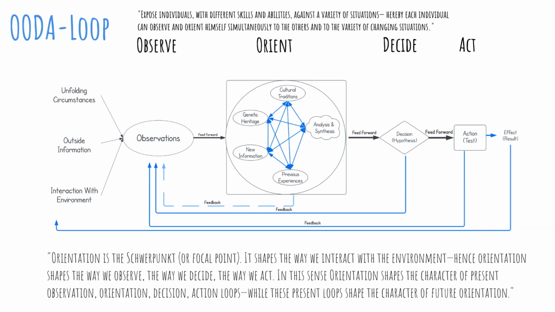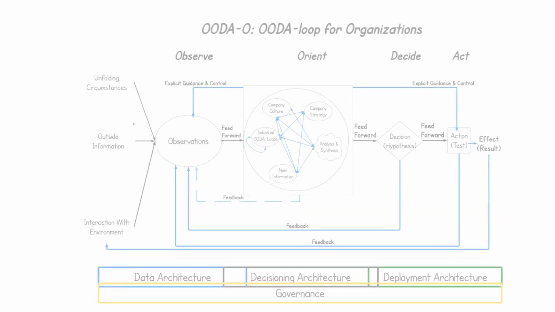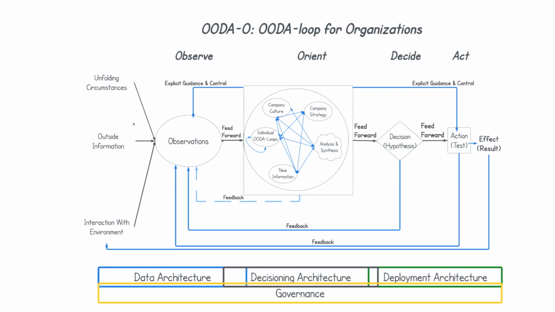So let's get into the OODA-Loop for organizations, that we've named OODA-O. The OODA-Loop for organizations, OODA-O, is very similar to that for individuals. Organizations also orient themselves on the situation, using observations from unfolding circumstances in the market, or their area of interest, from data from external sources and, definitely, from the data they collect based on their interactions with the environment, customer data, partner data, financial data, transaction data, etc., etc.